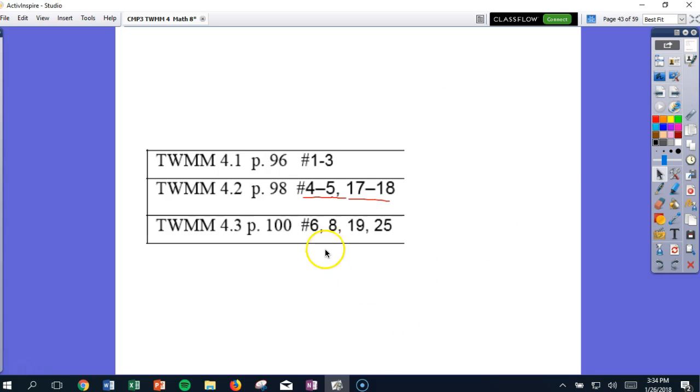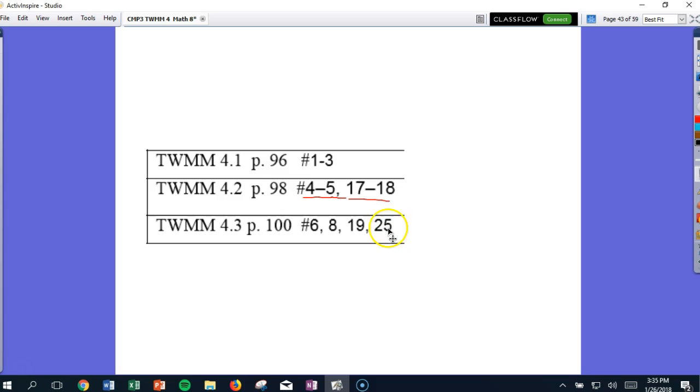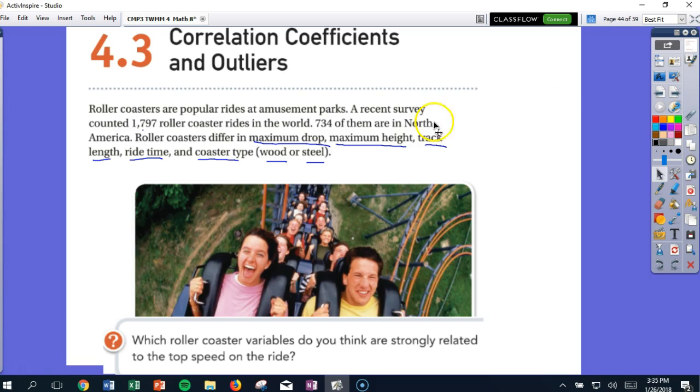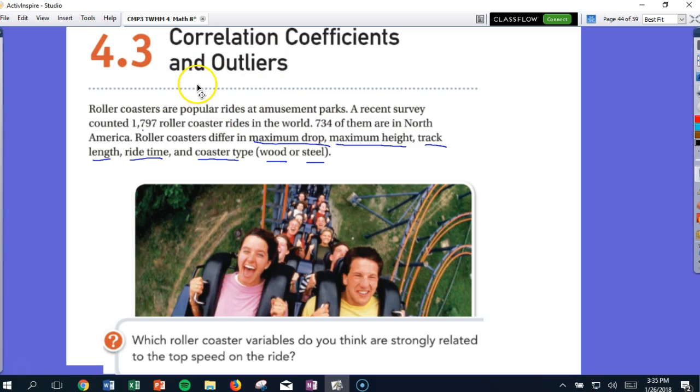Our ACEs for 4.3 are going to be 6, 8, 19, and 25, beginning on page 100. So 4.3, correlation coefficients and outliers. We're dealing with roller coasters here and how they might differ in maximum drop, height, track length, ride time, and coaster type, meaning wood or steel. So we're going back to an earlier investigation and grabbing some more information here.